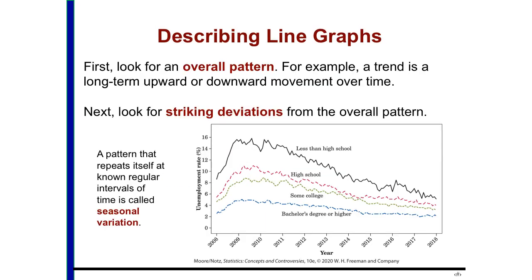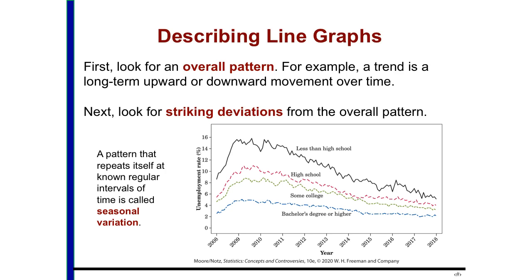So when describing line graphs, you look for an overall pattern or a trend. A trend is just a long-term upward or downward movement over time. So we can look at this graph and say, all right, the pattern is that unemployment rates have gone down. Look for striking deviations next. One striking deviation is, wow, from 2008 to 2009, unemployment rates spiked up, like they went up pretty high.